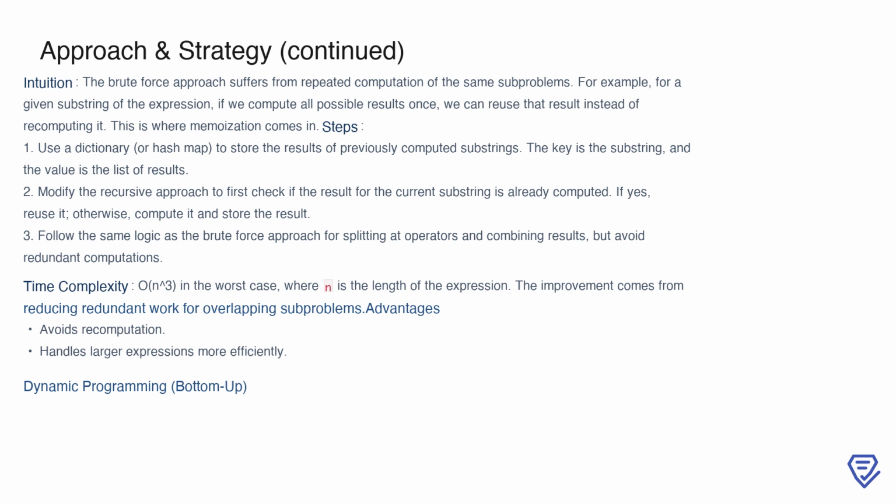For example, before calculating the result for a substring, we first check if it already exists in our dictionary. If it does, we simply reuse it; otherwise, we compute it and store the result for future use. This optimization significantly reduces redundant work while retaining the same logic of splitting the expression at operators and recursively solving smaller parts. The time complexity improves to cubic in the worst case, making this approach much faster for larger expressions.